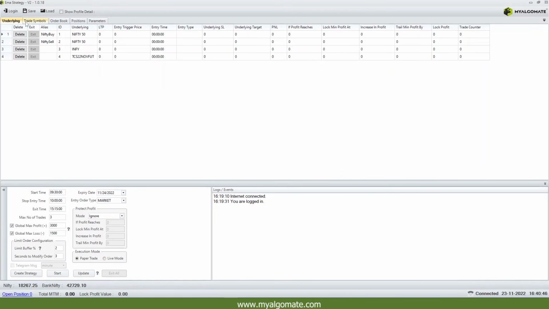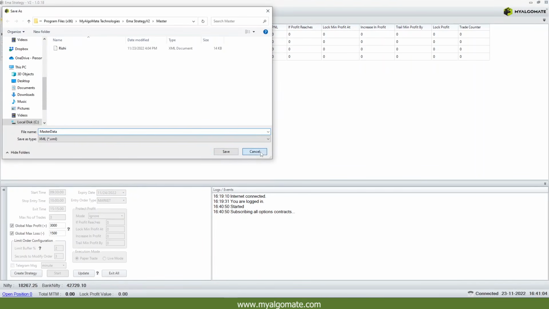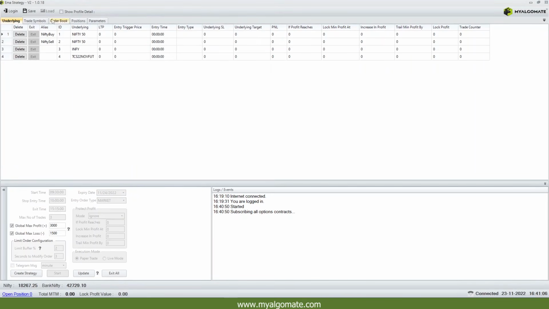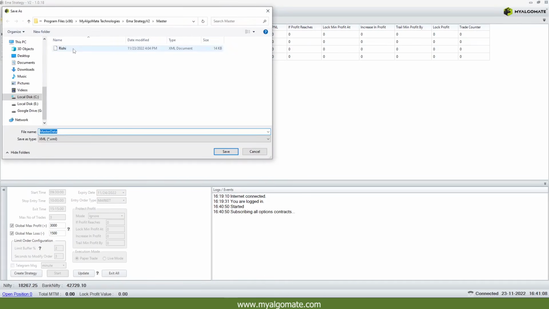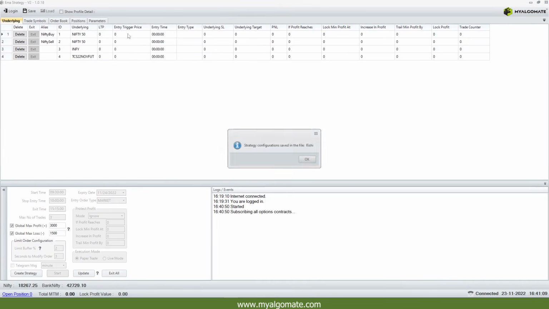Right. Once all the configurations are done, you can just start the software. After that, you don't need to do anything. Every day in the morning, you just start the software, load your configuration and start the software. It will start taking the trades. I will also show you how you can save the configuration file. Let's say if you are adding 15-20 stocks and you don't want to edit every day, you can just create a configuration file and load it again whenever you want.